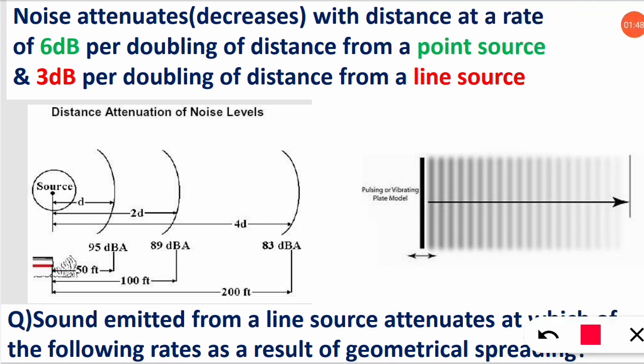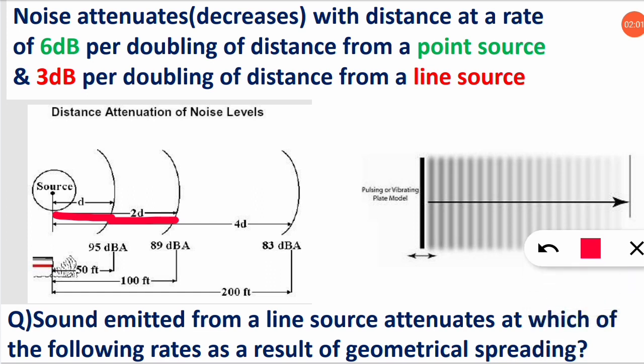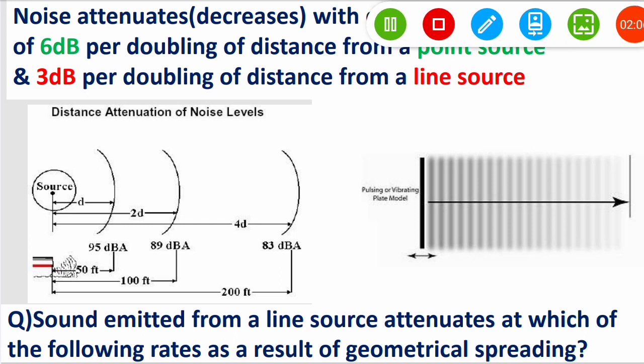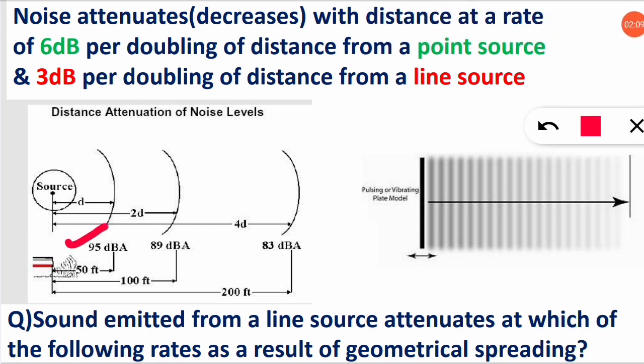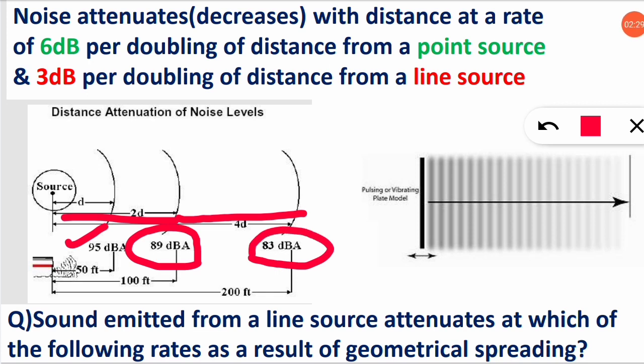For every doubling of distance, for example if the distance is d, then at twice the distance the decibel will be 6 decibel less. Yes, for the point source 6 decibel will be deducted from the original value of the source. For example, if 95 decibel is heard from the source at distance d, then 89 decibel, that means 95 minus 6, will be heard when the distance is doubled. Again when the distance is doubled, 89 minus 6 will be 83 decibel. So this is about point source.